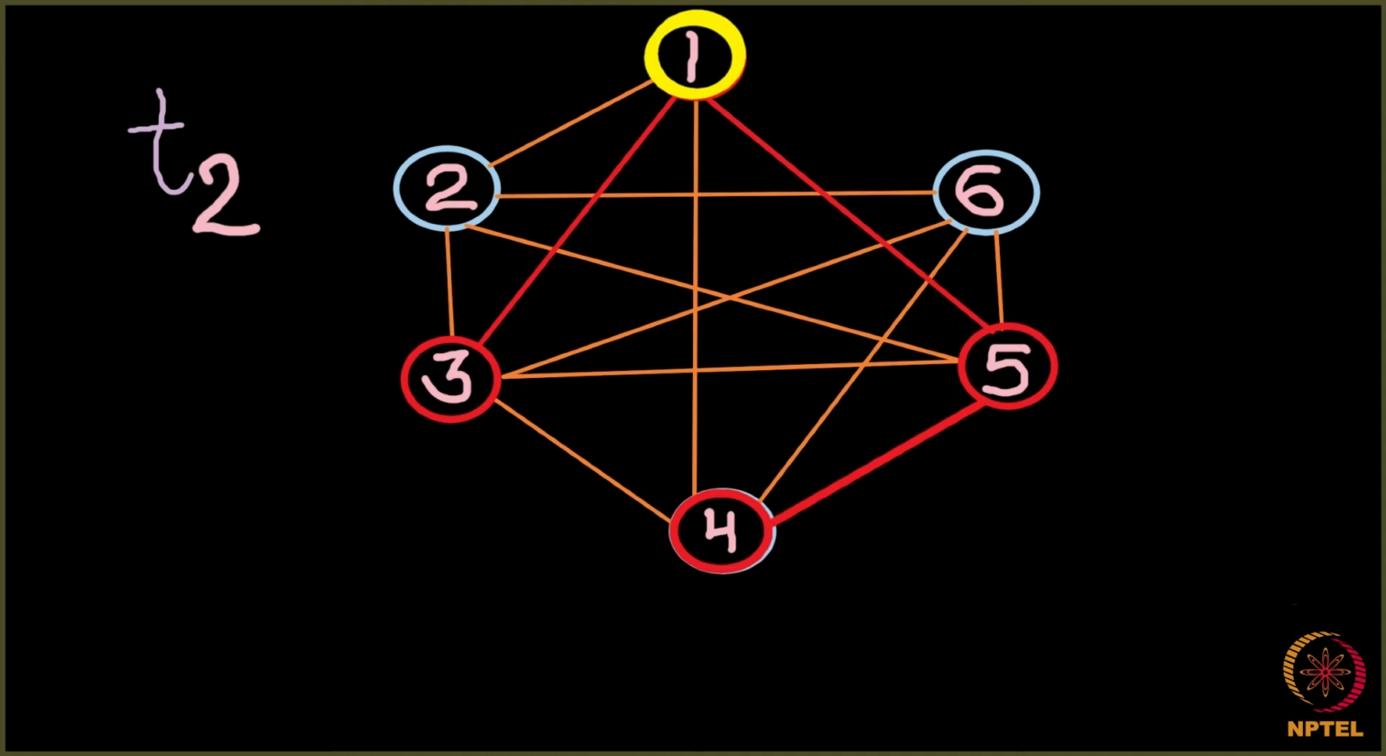What happens next towards the end of day 2? These node 3 and node 5 were infected at the end of day 1, right? And now they have passed 1 day of infection. So towards the end of day 2, both of these nodes will become recovered.